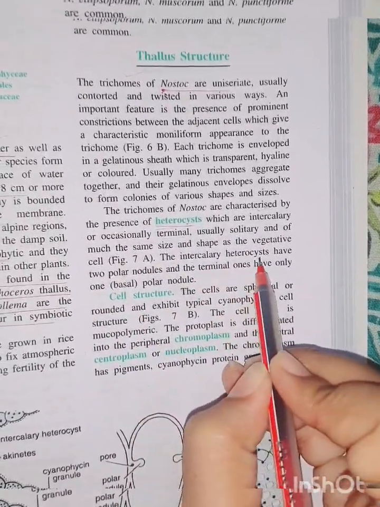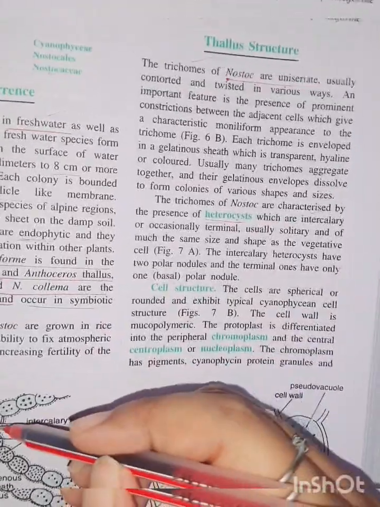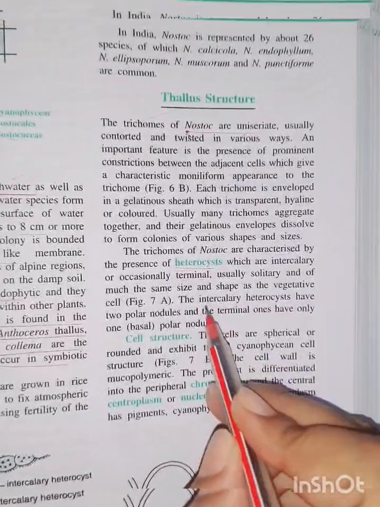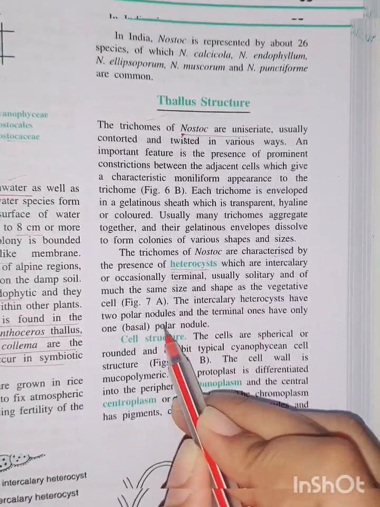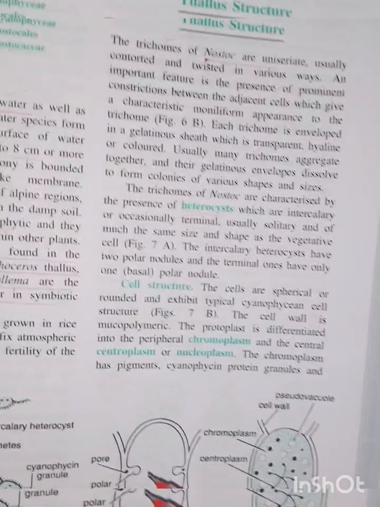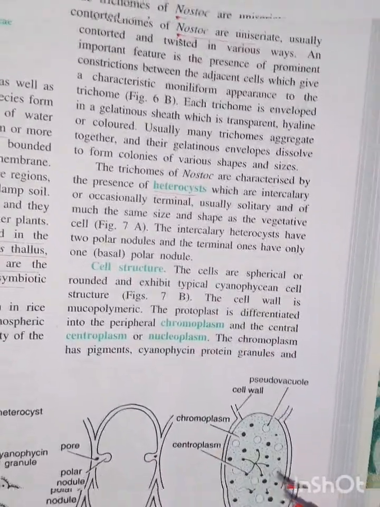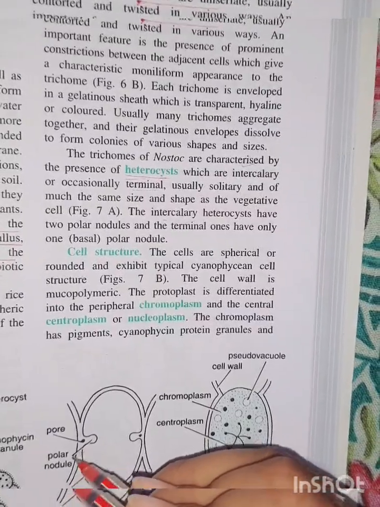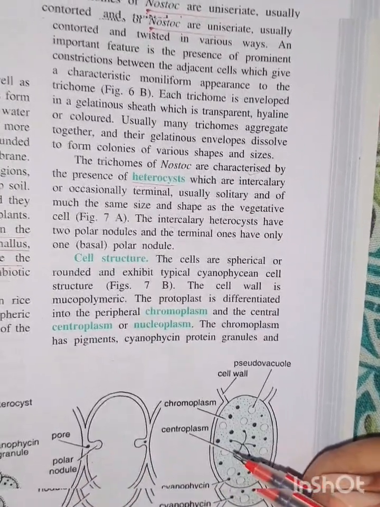The intercalary heterocyst. Intercalary means present in between the other vegetative cells. The intercalary heterocyst has two polar nodules. So if we magnify the heterocyst cell, it has two polar nodules.